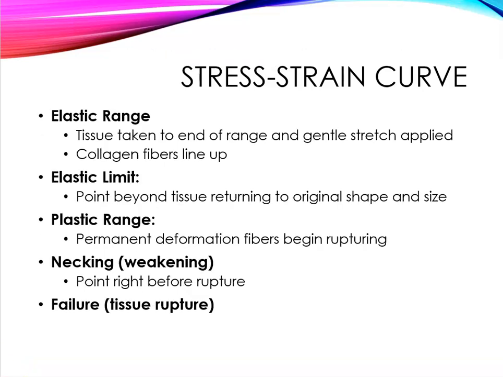Again, here is the stress-strain curve, just as review. Elastic range: tissue taken to an end of range and a gentle stretch applied. Collagen fibers line up. The elastic limit is the point beyond which tissue does not return to its original shape and size. Plastic range is the permanent deformation, where fibers begin rupturing. Necking, which means weakening, is the point right after, before rupture. And failure, which is tissue rupture.